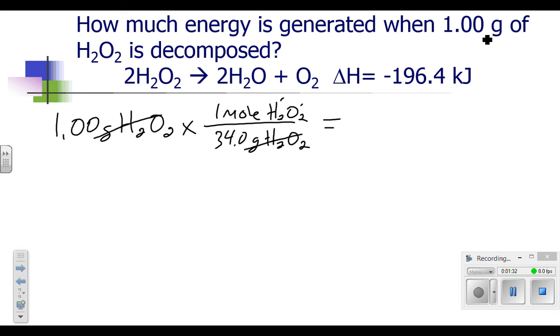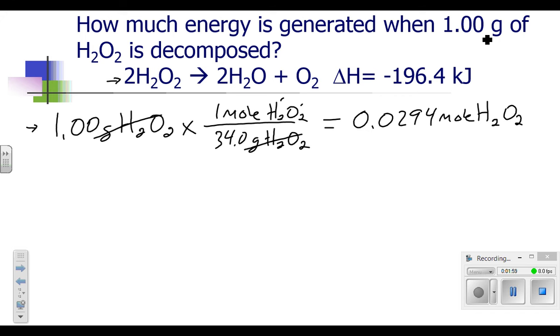The grams are going to cancel out here, and we're going to end up with 0.0294 moles of H2O2. Again, I'd urge you to stop, pause here, and put that in your calculator to make sure you get the same thing I do. And then once we have that changed to moles, so our original step was to balance the equation, and that's done. Now we change what we're given to moles.